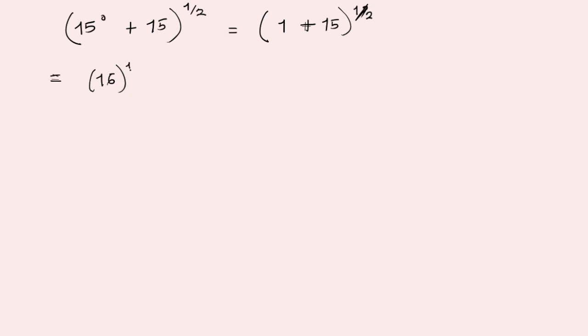Next question is 15 raised to the power 0 plus 15 raised to the power 1 over 2. Now, as we just said, anything raised to the power 0 is equal to 1. So 15 raised to the power 0 becomes 1, plus 15, all raised to the power 1 over 2. So 1 plus 15 is equal to 16 raised to the power 1 over 2. Now we know that a raised to the power 1 over n is equal to the nth root of a. So this is going to be equal to the square root of 16, and that is equal to 4.